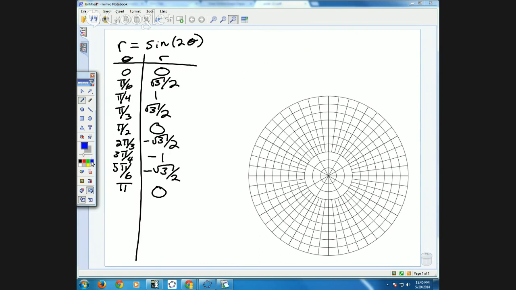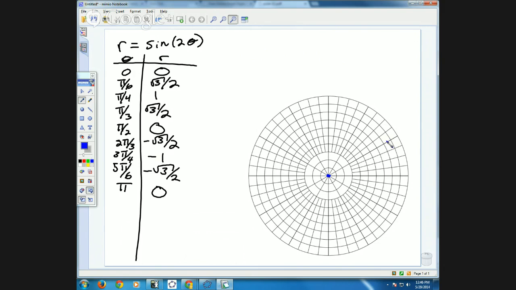So I get the point 0, 0. I get the point pi over 6, square root of 3 over 2. And square root of 3 over 2 is what, like 0.87-ish? Somebody help me on a calculator. Square root of 3 over 2. 0.86? Okay. So that's going to be, let's see, that's 9. This is 8. Yeah, it's going to be right about here.